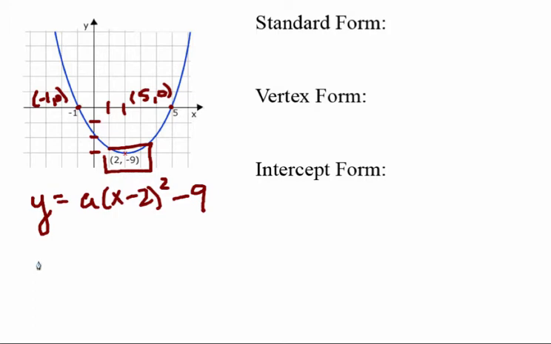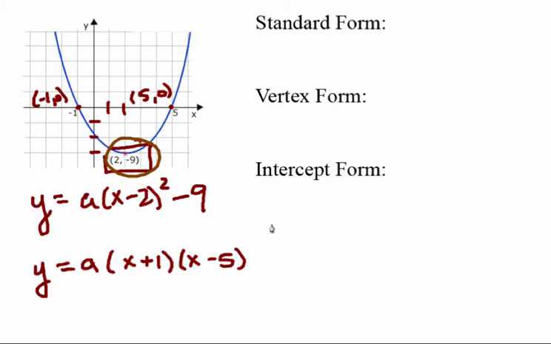And our intercept form would give us y equals a times the quantity x minus a negative 1, which remember gets us x plus 1 times x minus 5. So we can use either one of those to solve for the a value. Let's use intercept form this time since we haven't had a lot of practice with that. I'm going to use the vertex 2, negative 9. So I plug in negative 9 for y. A is the unknown we're solving for, and now there's 2 different places where for x I need to plug in 2. So 2 plus 1, and then 2 minus 5.